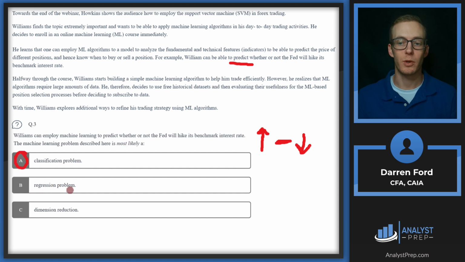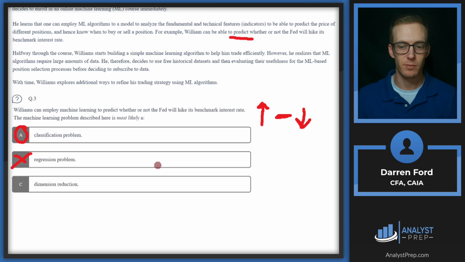Regression problem. Regression is going to focus on making predictions on continuous target variables. So in this specific case, where this would maybe be a regression problem was if he was trying to predict exactly how many basis points the Fed was going to hike. So the regression would maybe spit out that they're going to hike 22 basis points or whatever, something like that. But since that's not the case, we can go ahead and rule out regression.